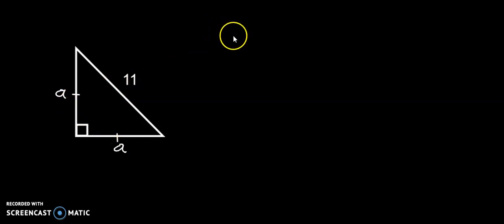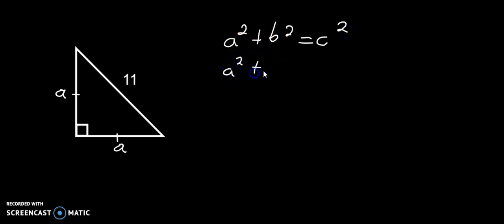So let's go back to the formula. The formula says A squared plus B squared equals C squared. But in this case, B and A are the same. So it's really A squared plus A squared equals C squared. And if we remember, these are like terms. A squared plus A squared, these are like terms. So it's like saying 1A squared plus 1A squared is 2A squared. 2A squared equals C squared.